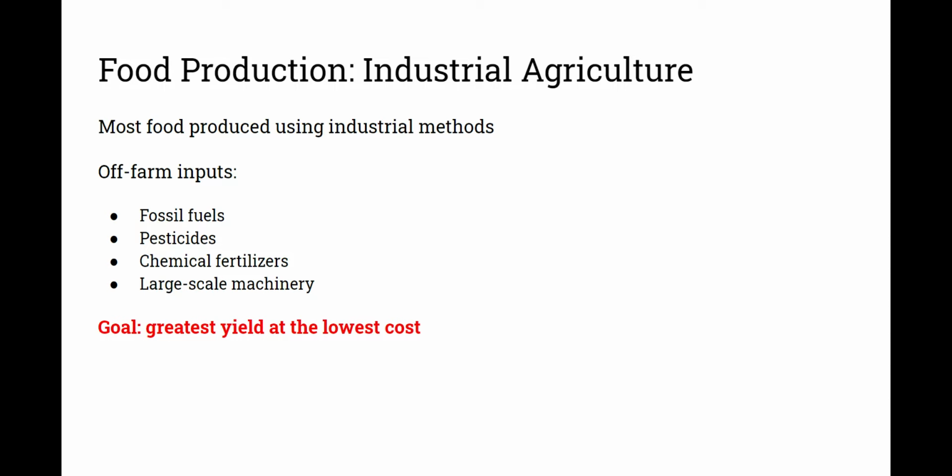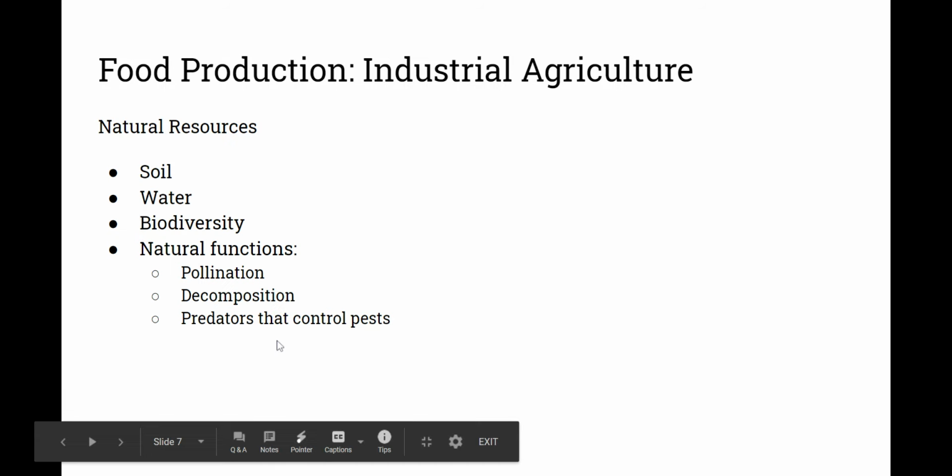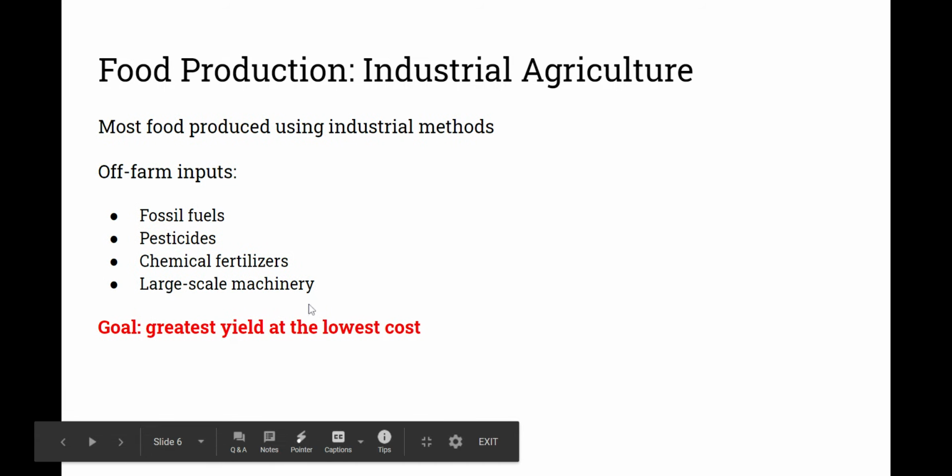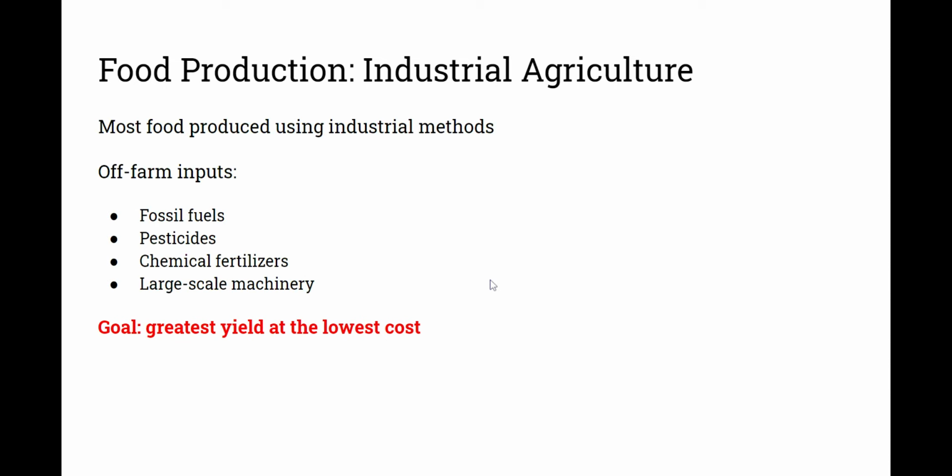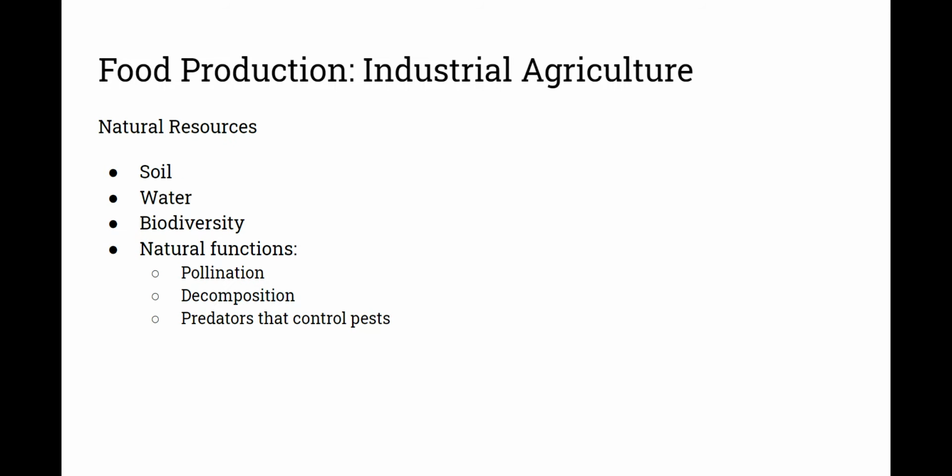So the goal of industrial agriculture is the greatest yield at the lowest cost. So getting the most, squeezing the most crops, the most fruits, the most vegetables, whatever, out of a plot of land at the lowest cost possible. That is the goal of industrial agriculture.